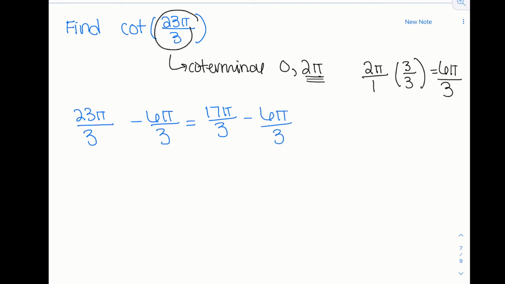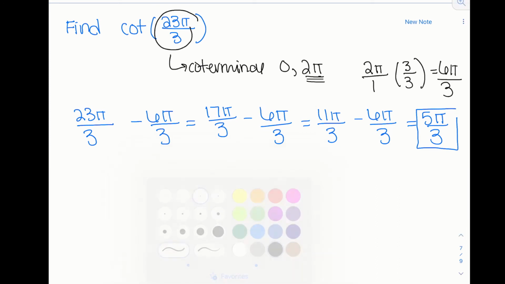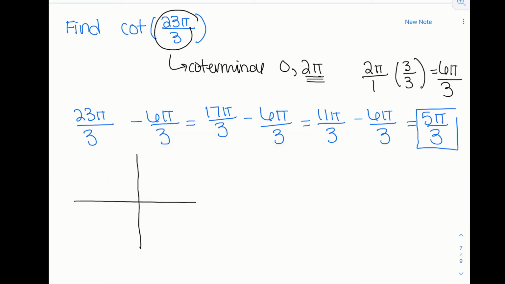I'll subtract again. And again. And this is where I'm going to stop, because if I subtract any more, it's going to become a negative angle. So here I've got 5 pi over 3. Now I need to figure out which quadrant it falls in. So if you want to, you can always convert it to a degree.